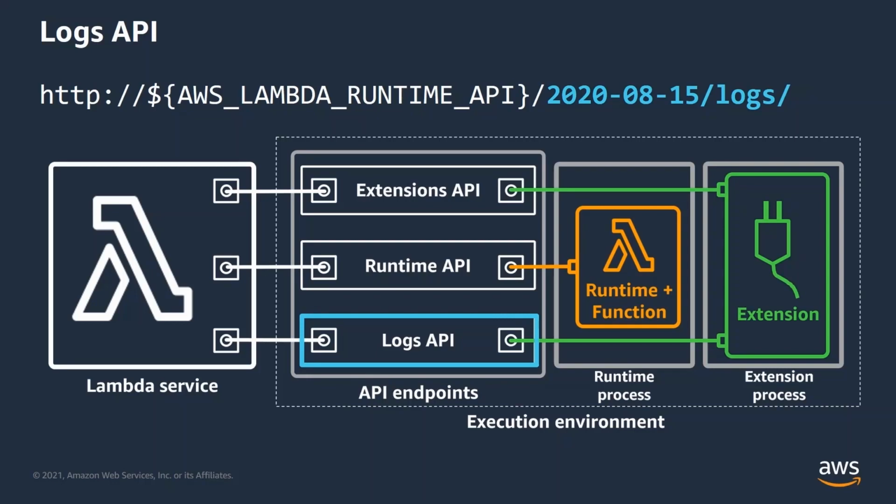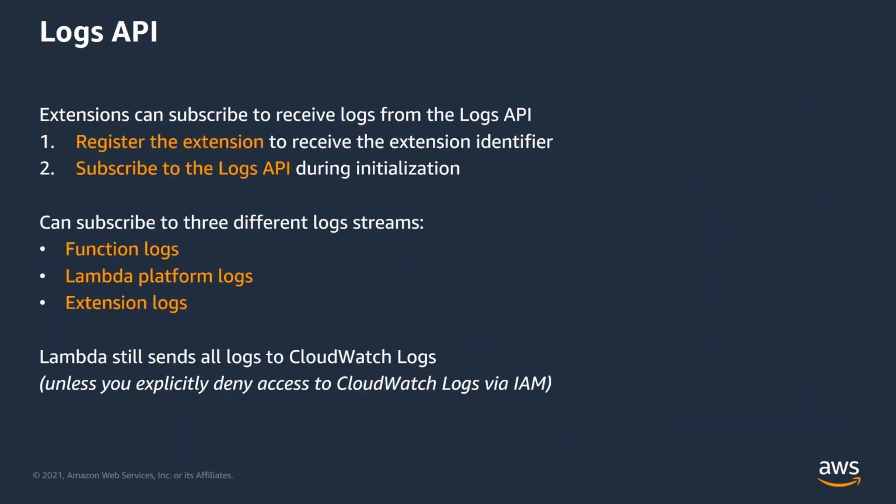Lambda then streams the logs to the extension, and the extension can then process, filter, and send the logs to any preferred destination. First, the extensions do need to register with the Extensions API in the normal way to receive the extension identifier, and then the extension can subscribe to receive logs, and this is by sending a separate subscription request to the Logs API. The Logs API allows extensions to subscribe to 3 different log streams. Function logs, and that's the normal function logs that the function generates and writes to standard out or standard error. Lambda platform logs, and these are the start, end, and report line logs. And extension logs that extensions code generates.